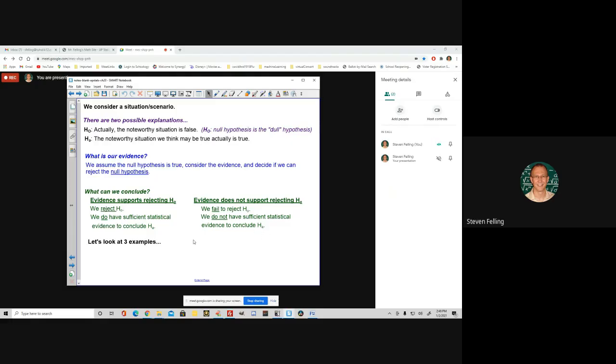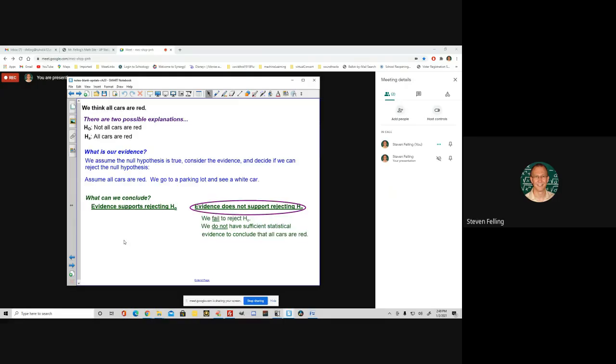So this template is a little easier to understand if we look at three specific examples. These are made up, but they're good for illustrating the ideas. Let's start with that ridiculous one we said. Let's say that we think that all cars are red. There are two possible things that can be true. Either all cars really are red, which we're going to call our alternate hypothesis, HA, or the opposite is true, that not all cars are red, and that will be our null hypothesis.